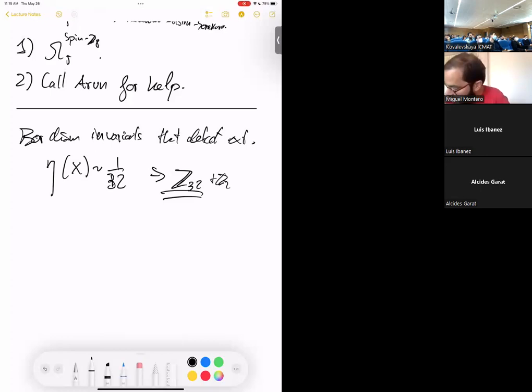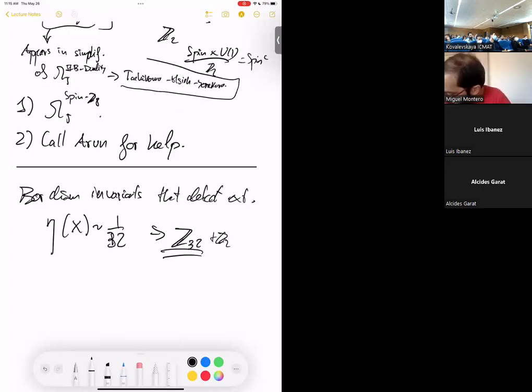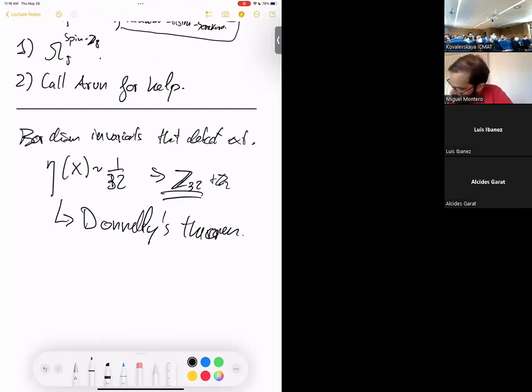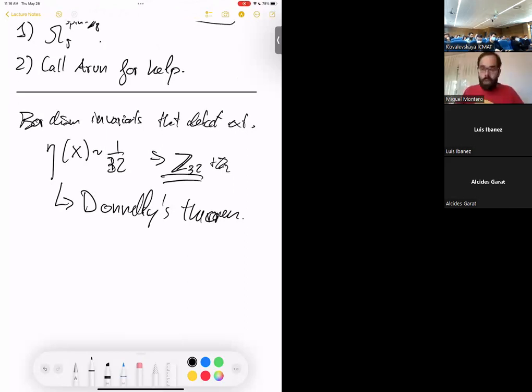This is explained in more detail in the paper by Tachikawa, Yonekura, and collaborators, on how you do it. More generally, the keyword to compute eta invariants in some spaces is Donnelly's theorem or Donnelly's formula. It's in a paper from the 70s by Donnelly, and it's also described in this paper. It's just some technology you need to use. It's not very difficult, some formulas.